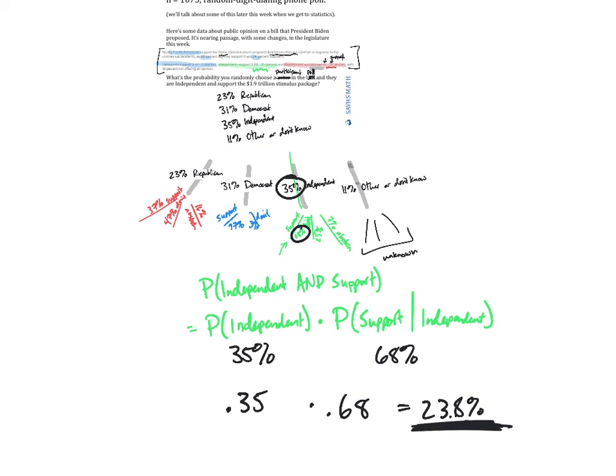That's a whole lot to say, hey, you can use a tree diagram, and when you use a tree diagram and you're looking at the stuff that you're trying to find, you just multiply the probabilities. So we multiplied this 35 and this 68 to get our answer, but that's what this formula is saying to do.